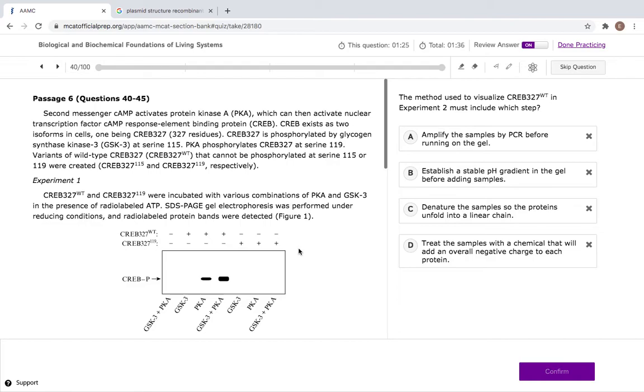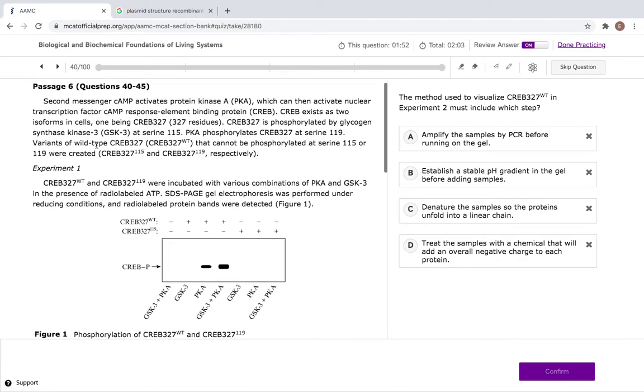Now if you go to the AAMC, they have a bunch of stuff to prepare for the MCAT. You have to buy it, and you get question packs, practice tests, flashcards, all that stuff, and you get a section bank. The section bank is known to be of a higher difficulty than the other practice materials. This is passage 6, taken directly from the section bank.